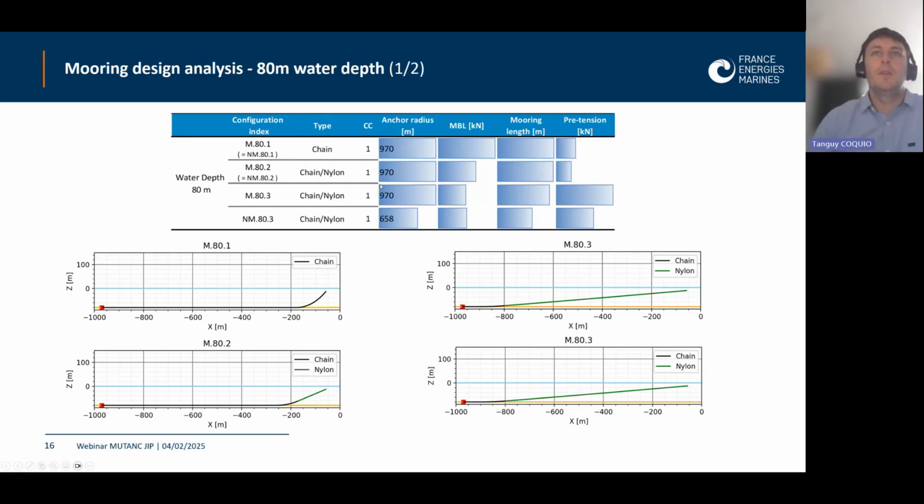What is interesting to do is that we managed to reduce a lot the MBL for the system with including nylon. And if you add an important length of nylon, in this case, so the 80.3, you will have to manage an important pretension of the system to stay in the criteria of offset. I can come back to that later.